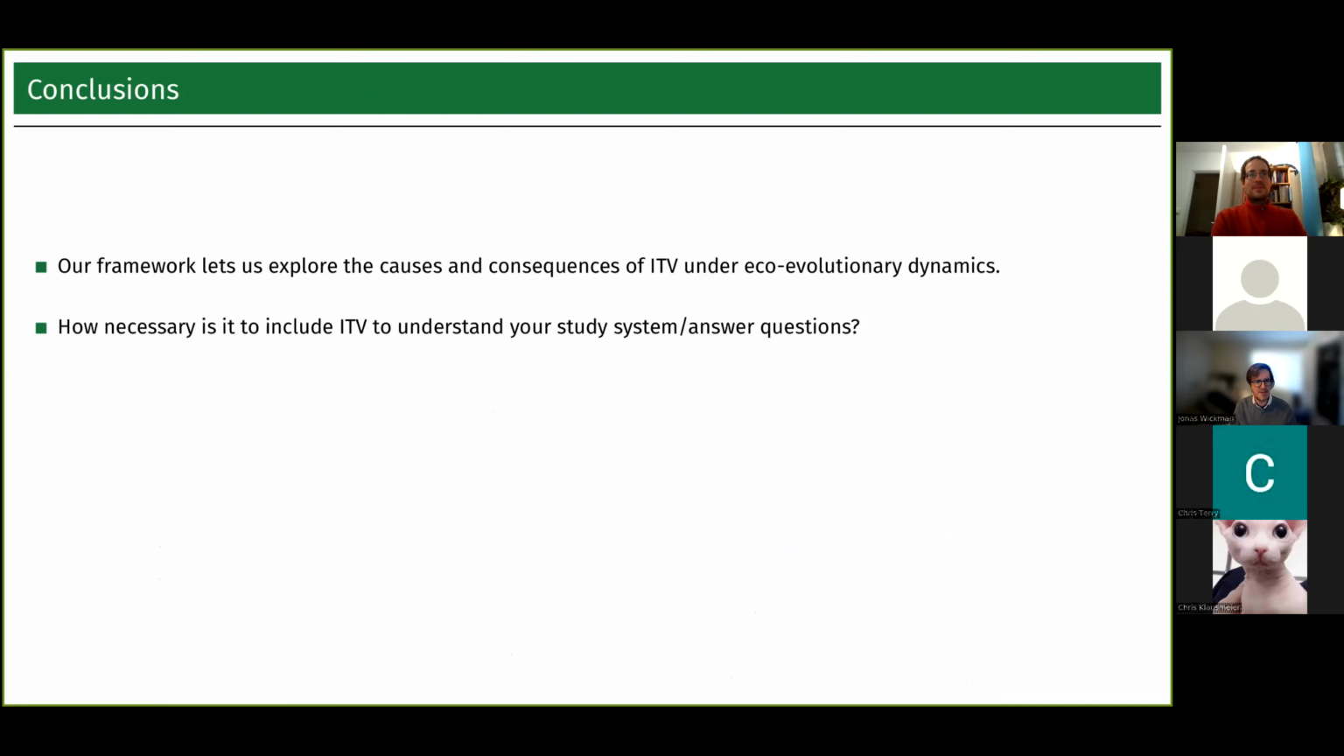The first one was: as a practical matter, how necessary is it to include ITV to understand your study system or to answer questions about your study system? Based on the theory and the models we have worked with, what can we tell people? Well, unfortunately, I only have a non-answer to this. It's sometimes important. And the interesting thing is that even in our very simple models of Lotka-Volterra dynamics, we sometimes see that including ITV leads to different outcomes, but sometimes it matches up very well with the results when you don't include ITV. So you can't really give a simple answer to this question. Sometimes it matters and sometimes it doesn't.